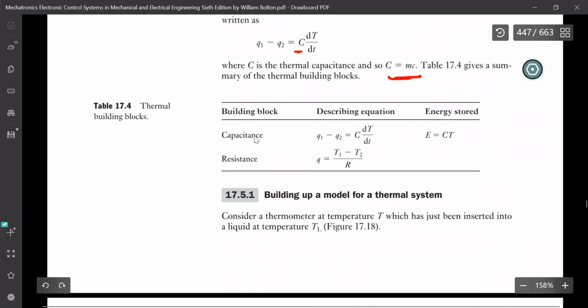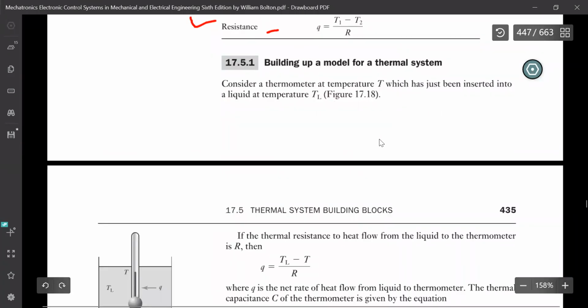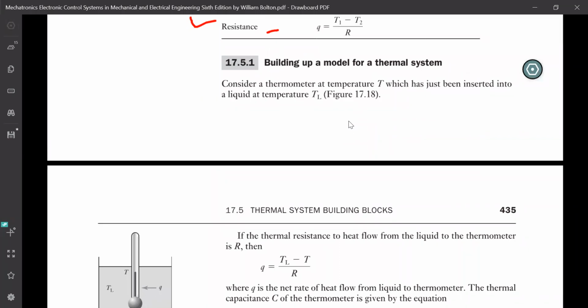So now you have the two building blocks for the thermal system, that is capacitance and resistance. The values of resistance for conduction and for convection have already been shown in the previous equations. Now we have built the electrical system, mechanical system and fluid system. In this section we will be building up a model for a thermal system.